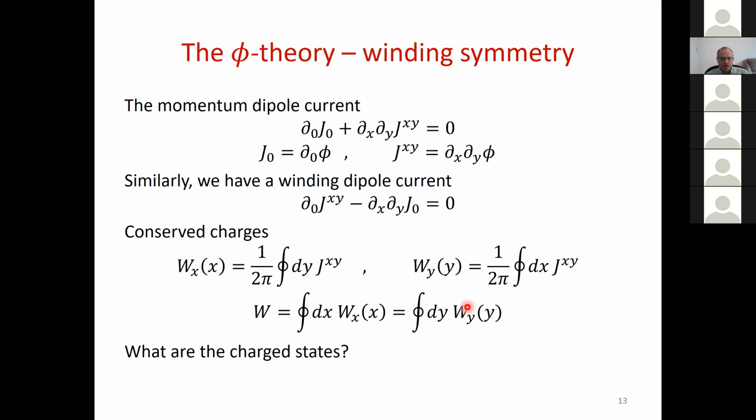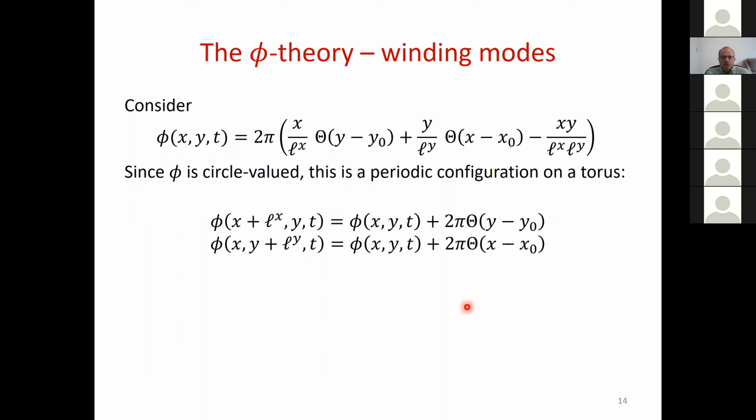So what are the charge states? We need to find a classical configuration, which is a function of x and y, independent of t. That would be the winding mode. So in string theory, we're familiar with that. We are in 1 + 1 dimension, and we have phi that grows linearly in x with an integer coefficient. Here we can do things that are a little bit more interesting and have these discontinuous functions.